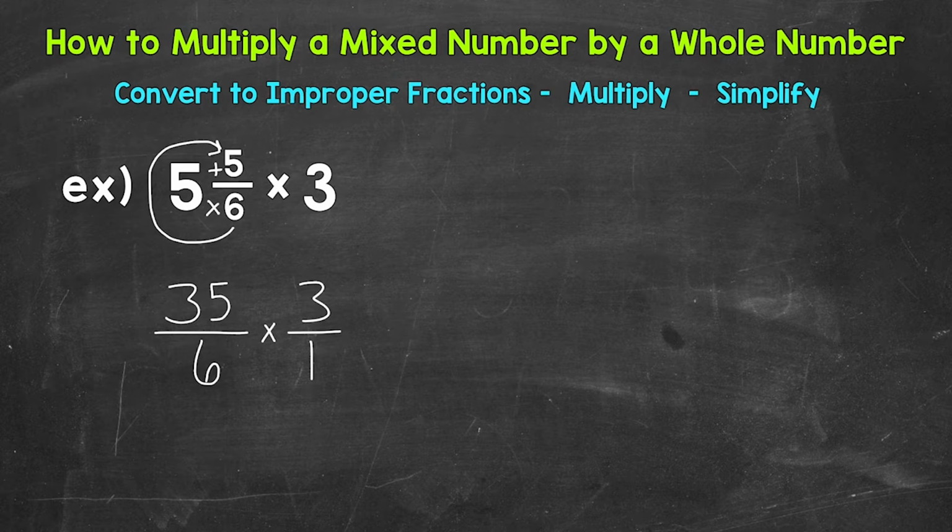Let's start with the numerators. So 35 times 3. 35 times 3 gives us 105. As far as our denominators, we have 6 times 1, which is 6. So our answer as an improper fraction is 105 sixths, or 105 over 6. Now let's convert that to a mixed number, and we do that by dividing our numerator by the denominator. So 105 divided by 6.